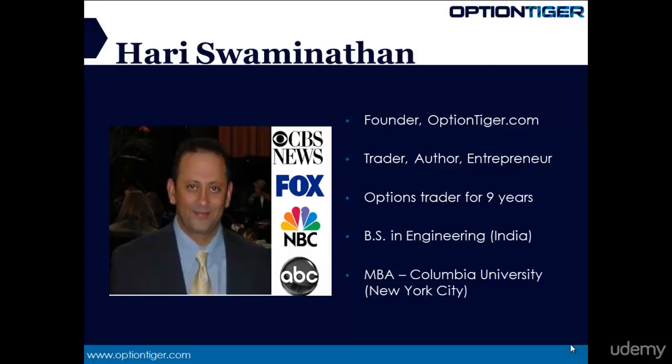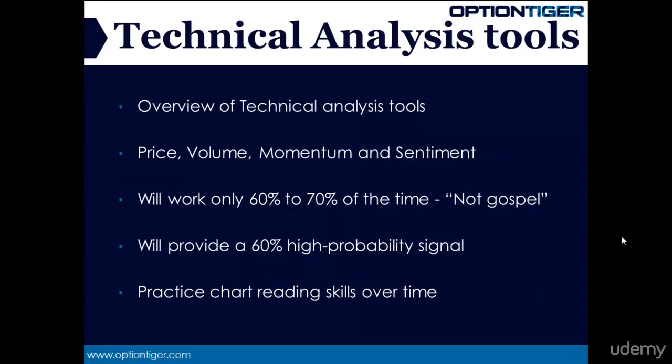My name is Hari Swaminathan. I am the founder of OptionTiger.com, a Washington, D.C. area based stock and options trading and mentoring company. I've been a trader for about 9 years now, and most of what you see in all of these courses is tricks, tactics and techniques that I've learned over these past 9 years. I have a bachelor's degree in engineering from India, and I have an MBA from Columbia Business School in New York City.